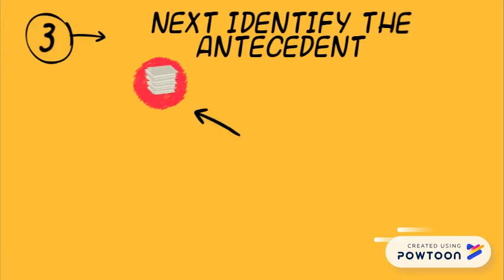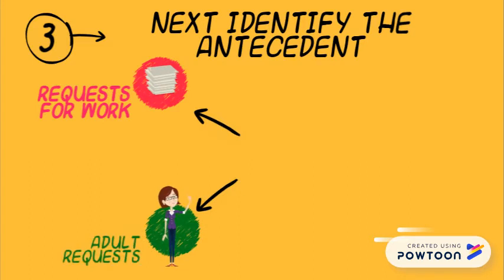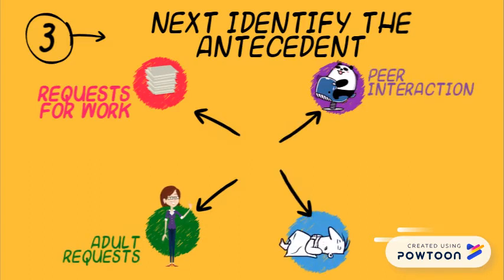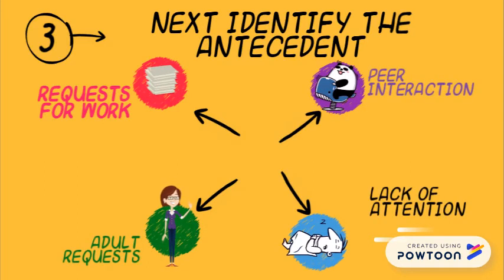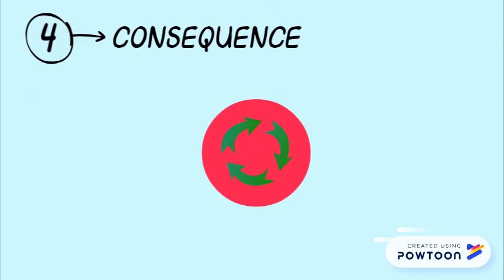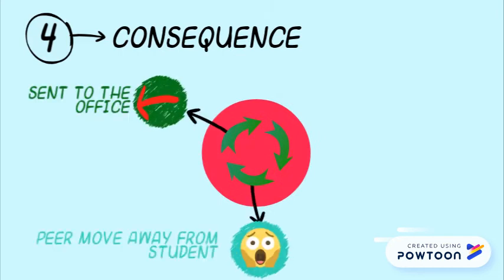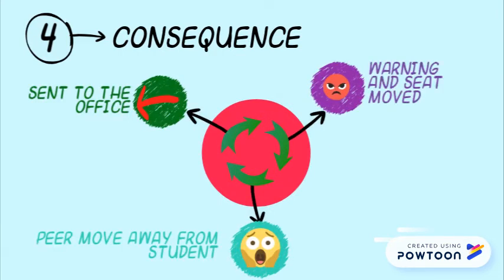Here are some common antecedents. An antecedent is anything that happens immediately before the behavior. Looking for patterns through data collection can help you identify the antecedent for the problem behavior. The consequence is any event that occurs immediately following the problem behavior. This response is often meeting a need for the student. We call this need the function for the behavior.